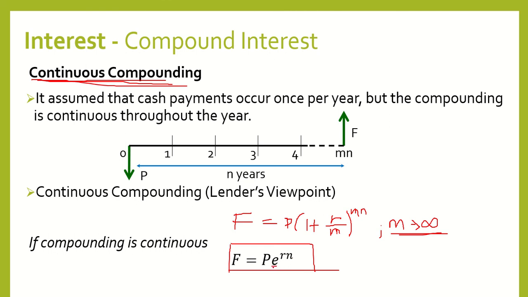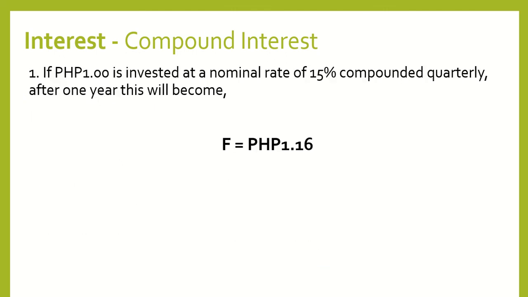Take note, e is a constant value. In your calculator, you will see the value of e there. So if you would be using this equation, that would be P. Say for example, P is 10,000, r is equal to say 0.1, n is equal to 5. So that would be 10,000 e to the 0.1 times 5. That is when compounding is continuous.